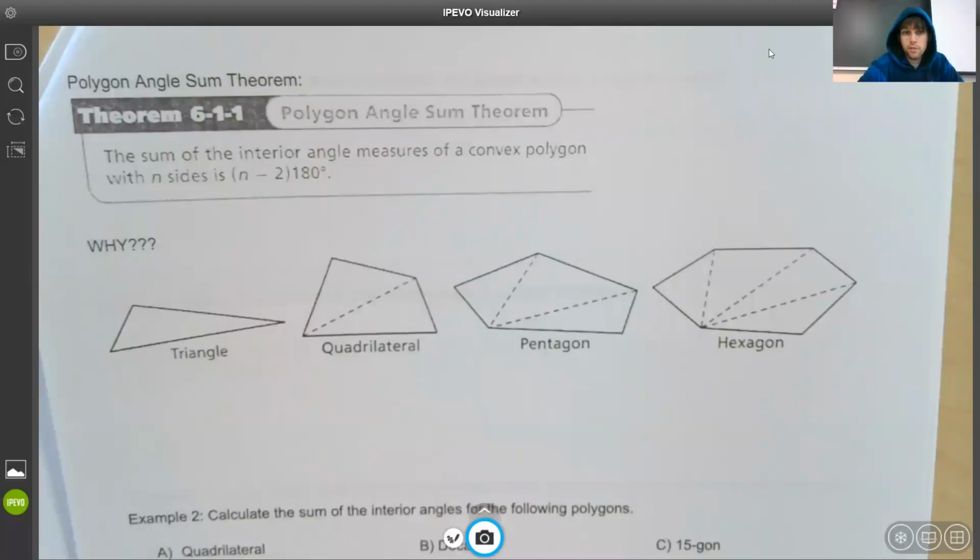Welcome everybody to part 2 of 6.1. In this part, we're going to be talking about the angles of a polygon. So starting off with this polygon angle sum theorem.